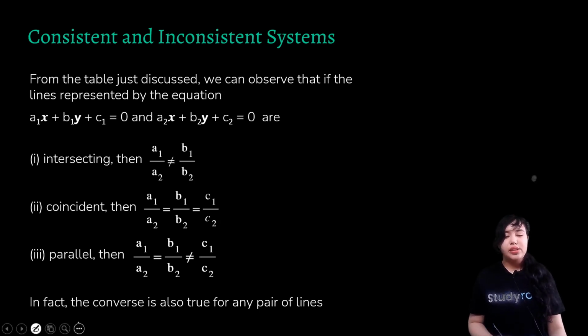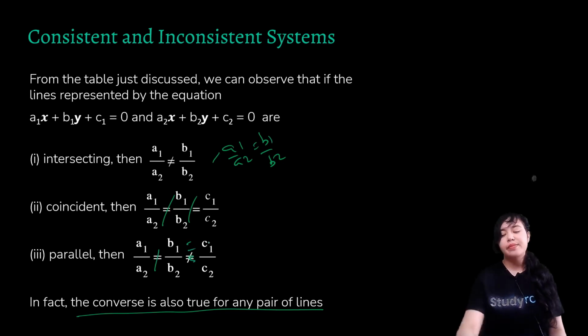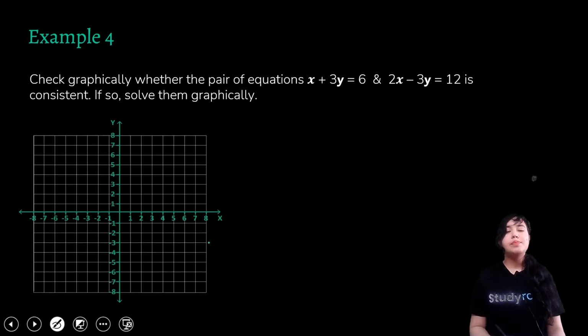So this is again a summary. This is an important point that the converse is true for any pair of lines. So if I ask you to prove that any two equations are non-intersecting, then you just have to prove that a1 by a2 and b1 by b2 are equal. If I have to prove they are non-coinciding, you can prove that these ratios are not equal to one another. In case of parallel, you will prove that these two ratios are not equal, but these two ratios are equal. Okay. Now let's understand this by means of some examples.